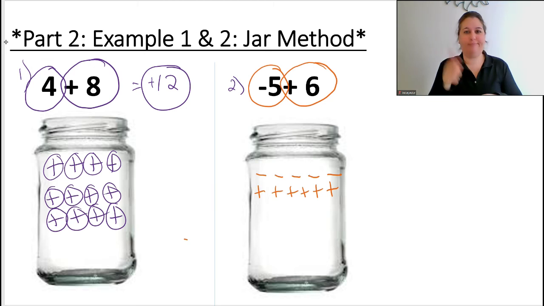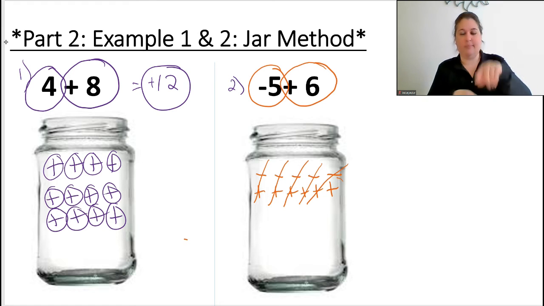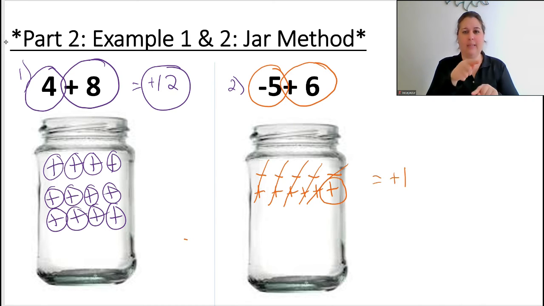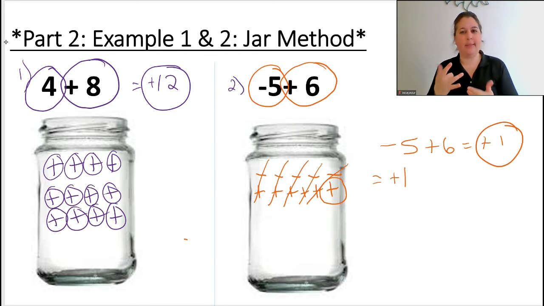So that's exactly what I'm going to do. Cancel, cancel, cancel. So cancel the opposites. Cancel, cancel. Ooh, there's nothing left to cancel. I just have this 1 positive, so my answer is +1. So -5 plus 6 equals +1.